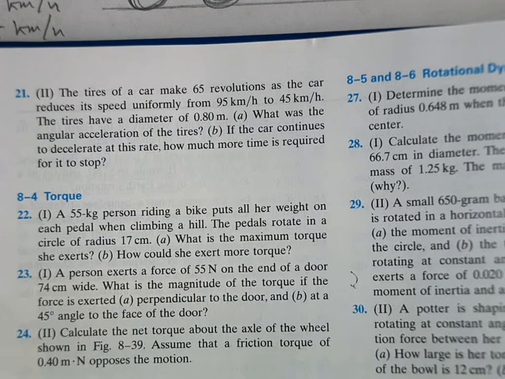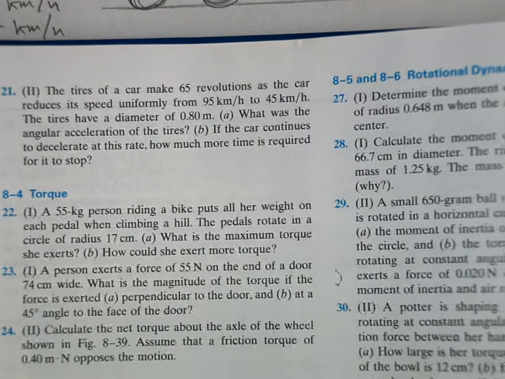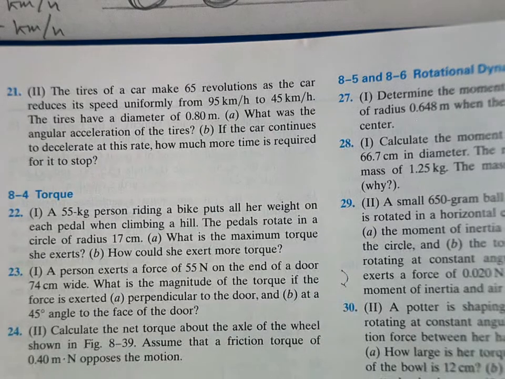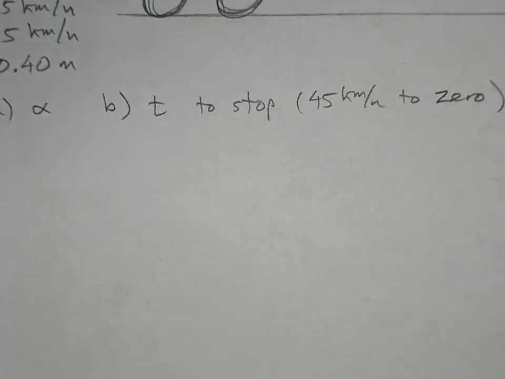And B, if the car continues to decelerate at this rate, how much more time is required for it to stop? That's to go from 45 kilometers per hour to 0. Okay, so I've set the problem up here already in given, find, and solve.